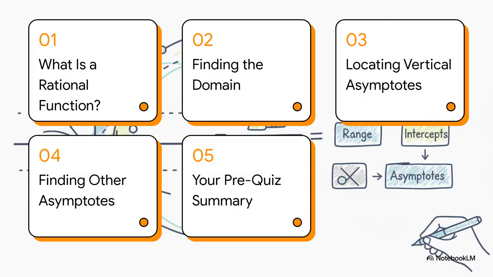So here's our game plan. First, we'll cover what a rational function even is. Then, we'll talk about finding its domain, basically where it's allowed to exist. After that, we'll go hunting for those invisible fences called asymptotes, both the vertical kind and the other types. And finally, we'll wrap it all up with a quick summary that's perfect for your pre-quiz review.